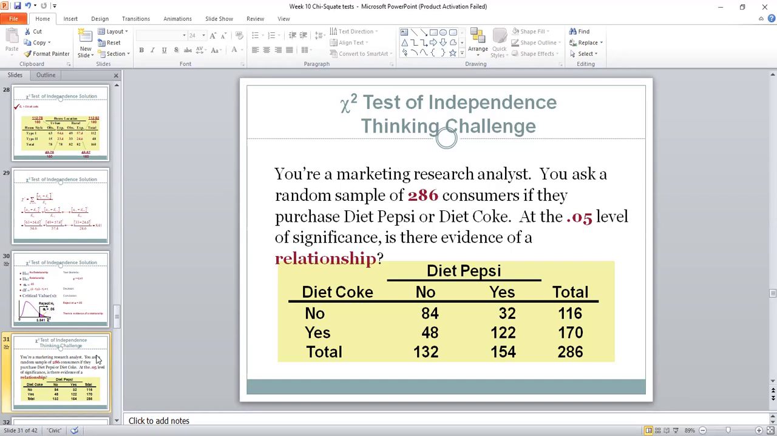What are the degrees of freedom here? Oh, 1. Why 1? 2 minus 1 times 2 minus 1. So it's 1 times 1, which is 1.